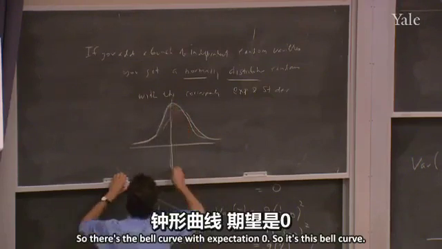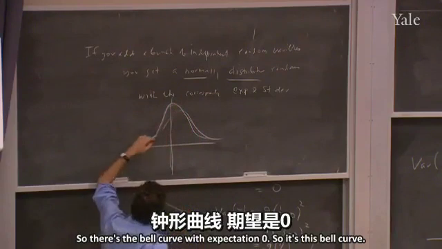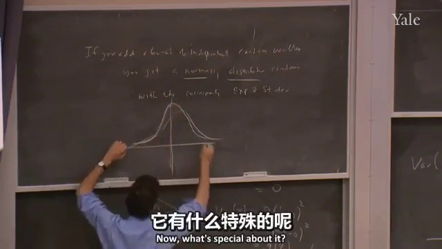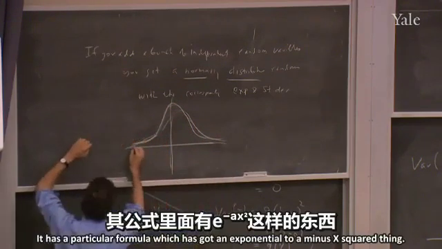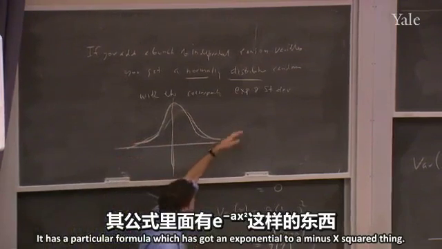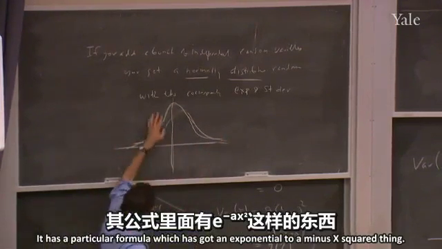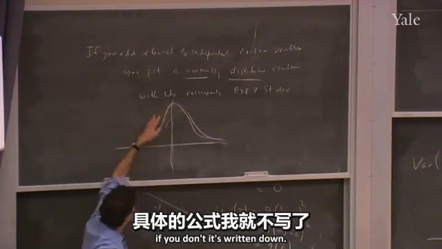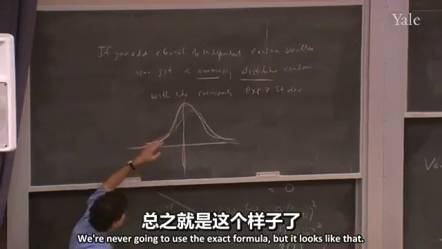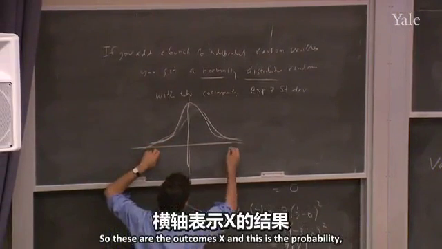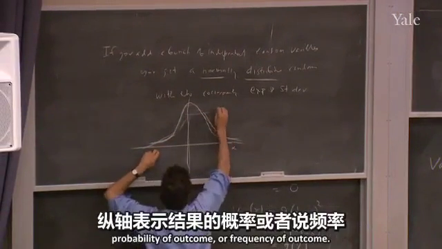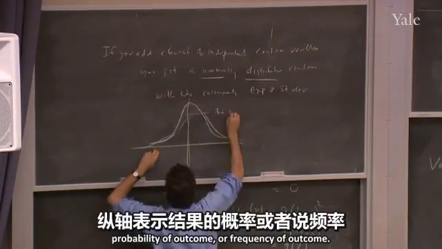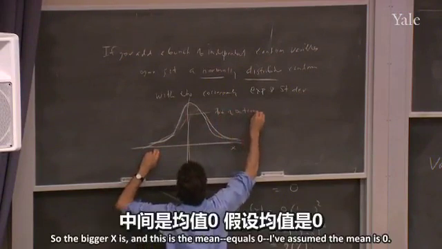Okay, so there's the bell curve with expectation 0. Okay, so it's this bell curve. Now, what's special about it? It has a particular formula, which has got an exponential to a minus x squared thing. And it's got a particular formula to it, which if you know, you know. If you don't, it's written down. We're never going to use the exact formula. But it looks like that. So these are the outcomes x, and this is the probability of outcome, or frequency of outcome.